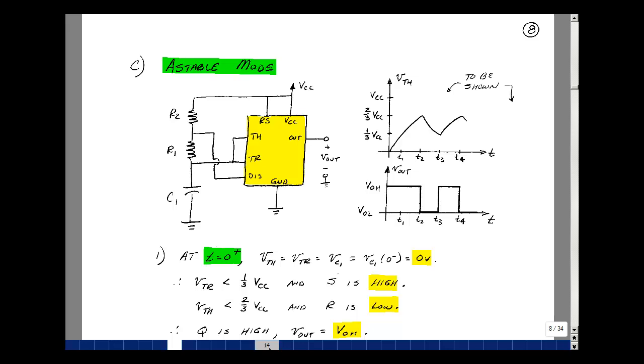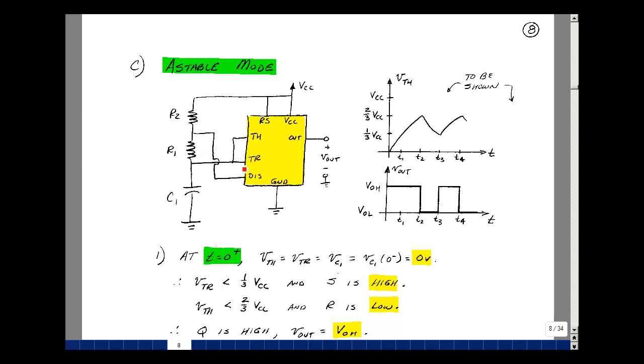The astable mode of the 555 timer is a little different. What we're going to show shortly is that it has no stable state. It just simply goes between two states, in other words, like a square wave. What I want to show is that the voltage across the threshold will charge up, then discharge, charge up, and then discharge. Now in this configuration, we have two R's and a C.